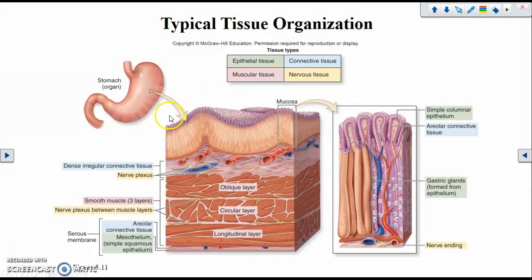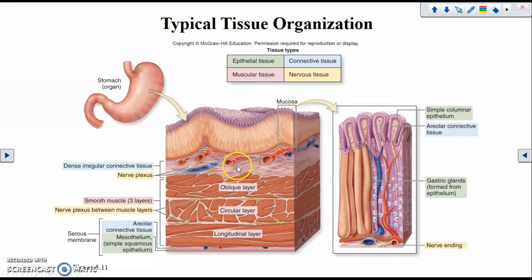By the way, if you think about a sandwich, the two surfaces of the sandwich, the inside layer and the outermost layer, is always going to be epithelium, right? Epithelium. Here we go. Epithelium. Right? In between those two epithelial layers is going to be muscle. Okay, and here you can see the muscle layers. Here there are three muscle layers in the stomach, and then embedded all throughout all of this, you're going to have nervous tissue and connective tissue.